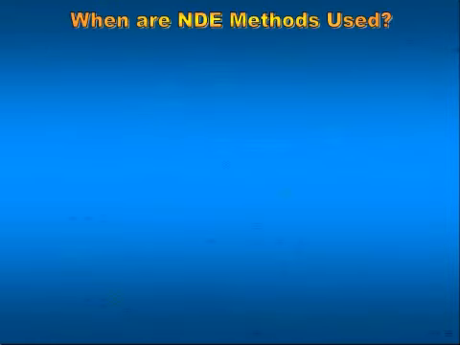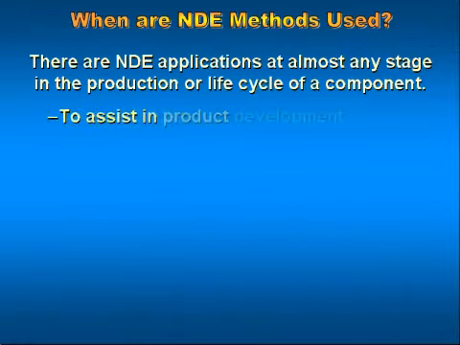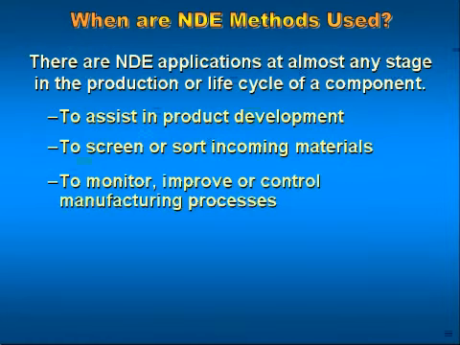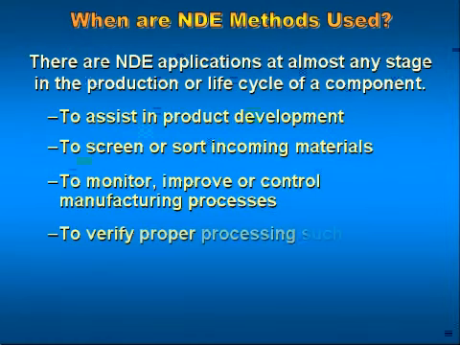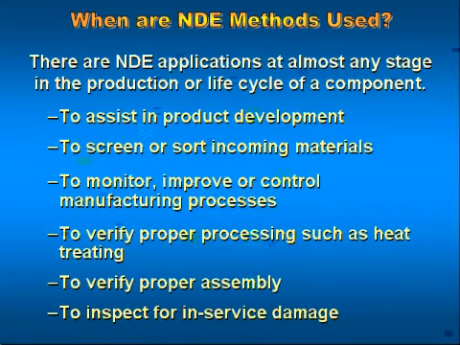When are NDE methods used? There are NDE applications at most any stage in the production or life cycle of a component. NDE is used to assist in product development, to screen or sort incoming parts and materials, to monitor, improve, or control manufacturing processes, to verify proper processing such as heat treating, to verify proper assembly, and to inspect for in-service damage.